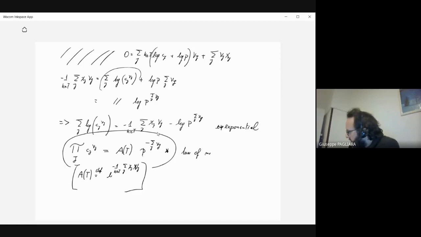law of mass action. And it is basically another way to write the chemical equilibrium equation. And the product of A of T times P to the minus sum over J of nu J is called the chemical equilibrium constant or reaction constant. Reaction constant. Or equilibrium constant.